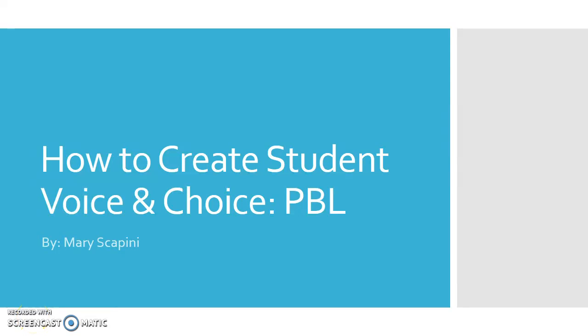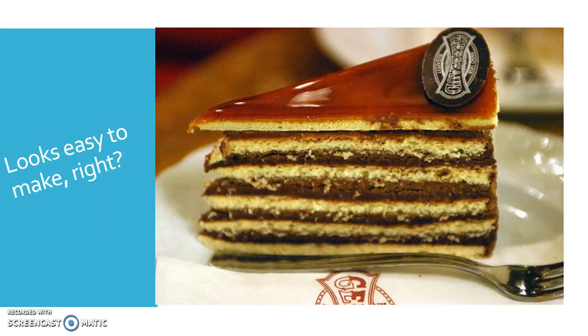Okay, so welcome back to lesson 2, and we're just going to discuss how to create student voice and choice throughout project-based learning. So I always like to use the example of this cake. It looks really easy to make, right? However, within this cake, you're going to see a lot of different layers. And when we're talking about student voice and choice, it's important that we're really diving into each layer in order to know how to go about this the correct way.